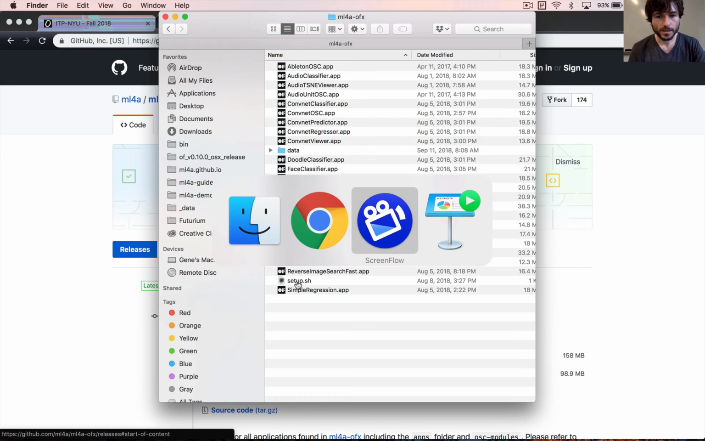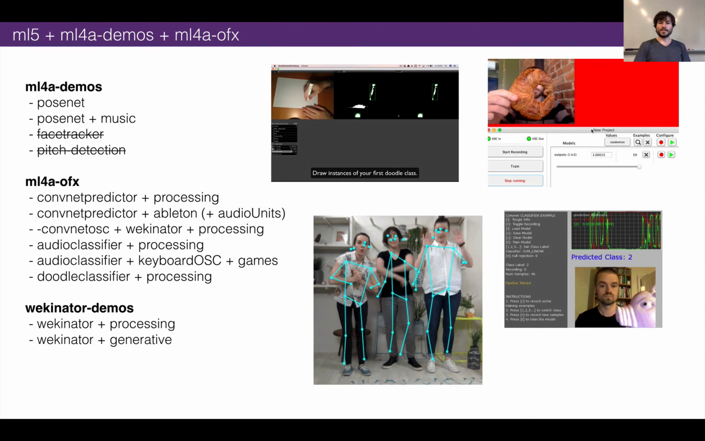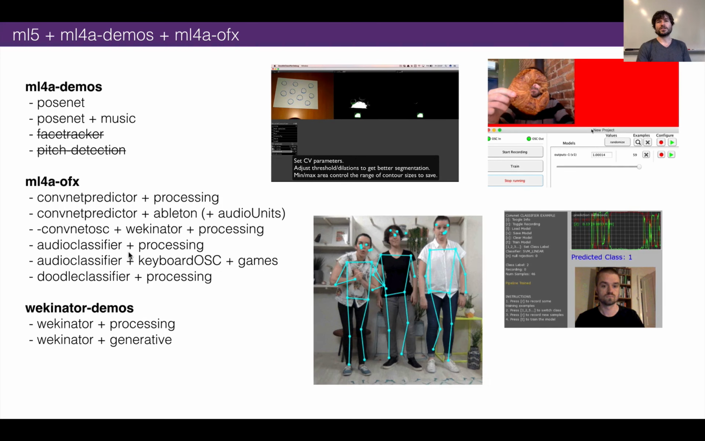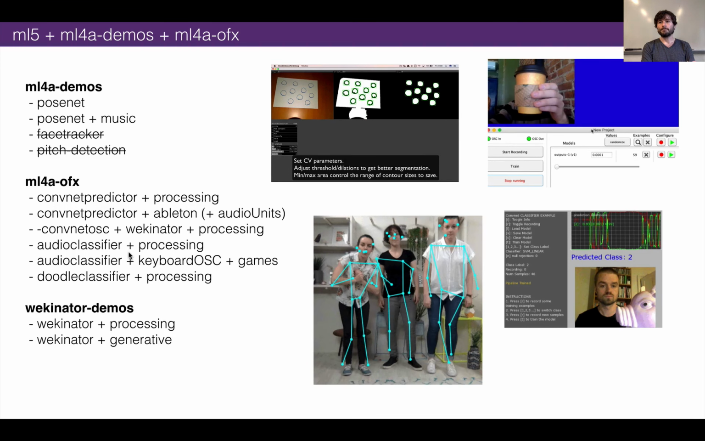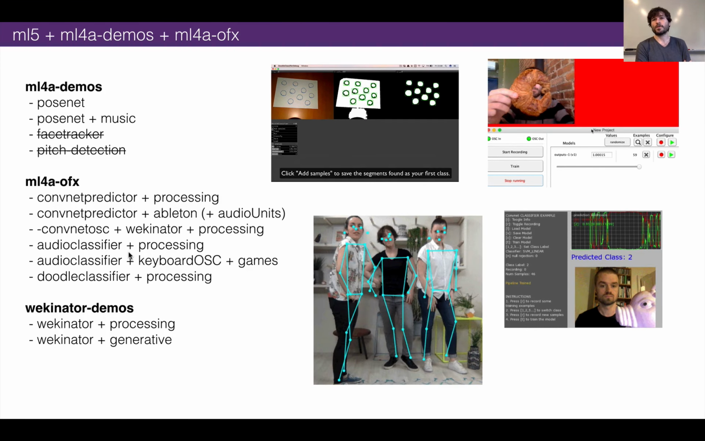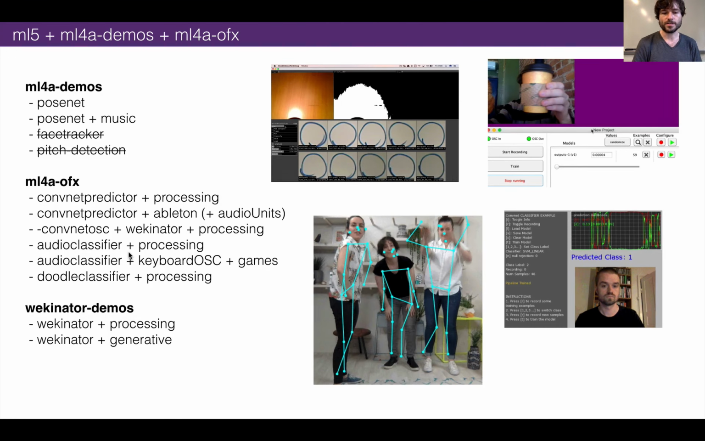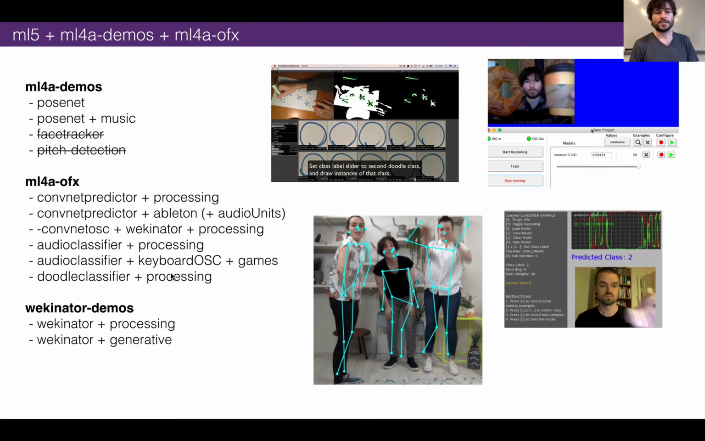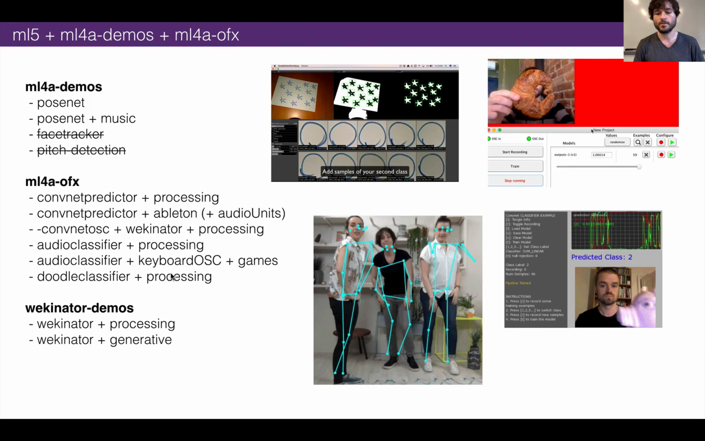So let me just quickly talk about the agenda. What we're going to do now is I'm going to show a few of these examples. We're going to start with ML4A-OFX, which is just a few nice interactive examples that can be the basis of applied projects. This is going to kind of already get us towards trying to make interesting applied projects. I'm going to show you ConvnetPredictor, ConvnetOSC, AudioClassifier, and DoodleClassifier. And then if we have some time, we'll go back to the ML4A demos that we missed from before.